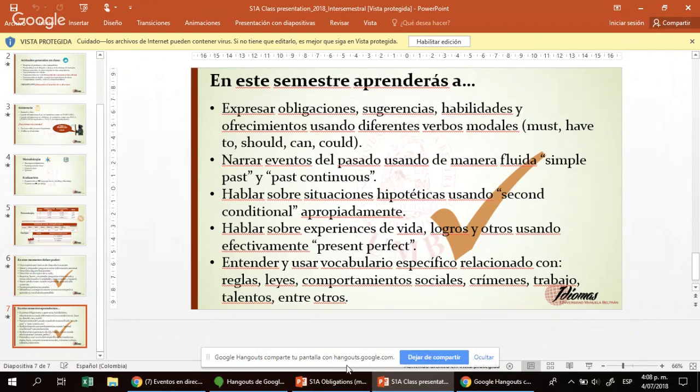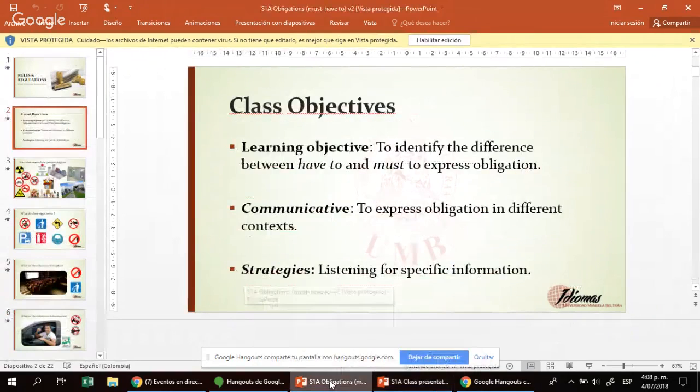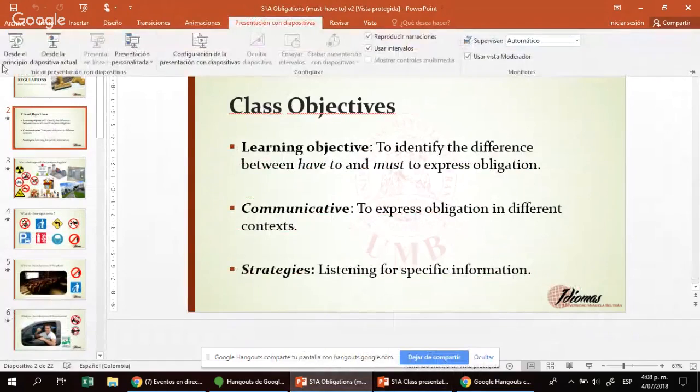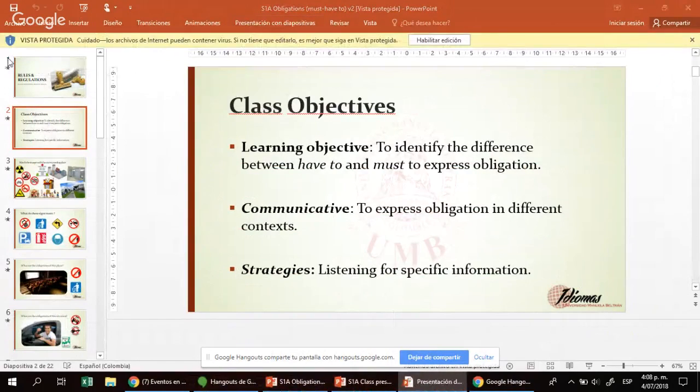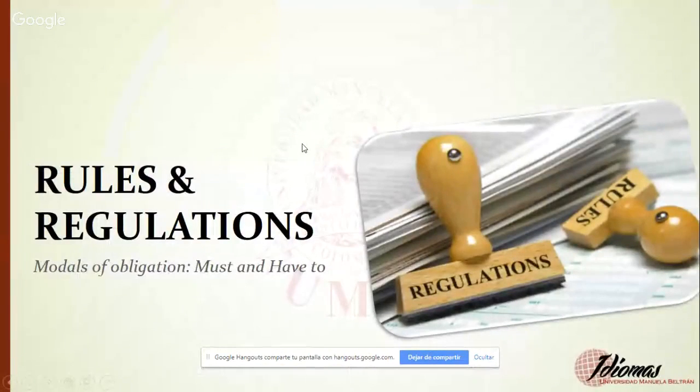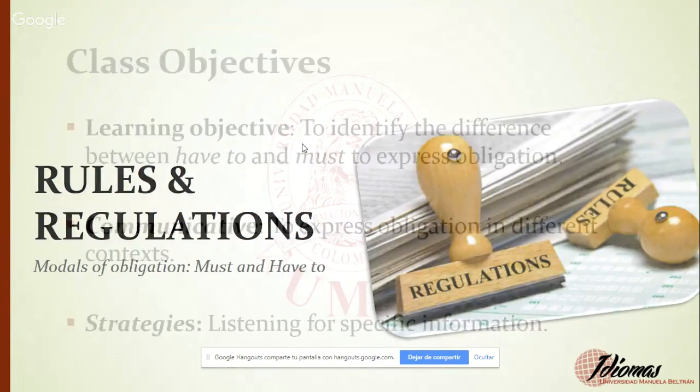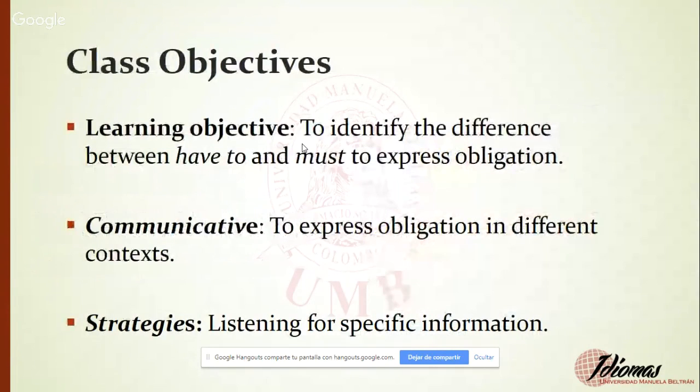Okay. English, as you know, is very important, so please pay attention and be careful. So, the first class we are going to start today, which is called Rules and Regulations. The objectives of this class. The learning objective is to identify the difference between have to and must to express obligation.